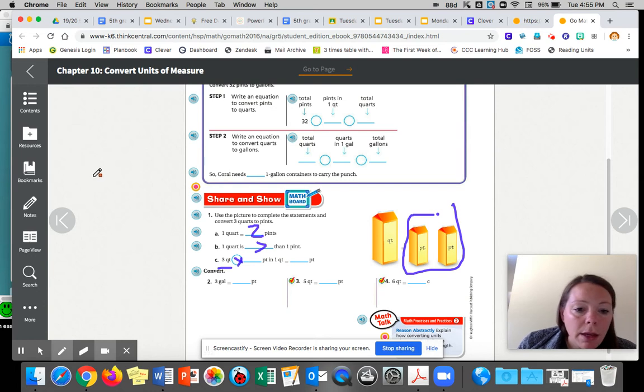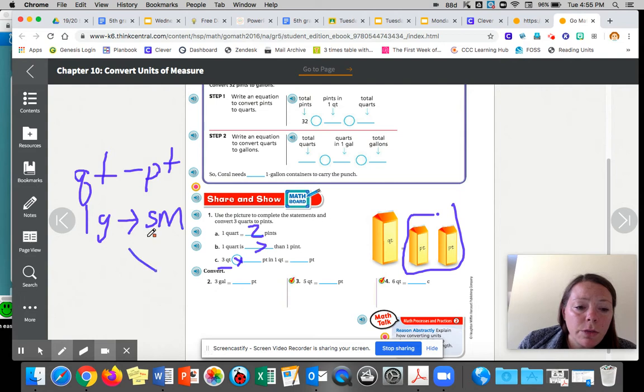Why are we multiplying? We are going from quarts to pints. So we're going from larger to smaller. So we need to multiply. 3 quarts times 2 pints tells us that 3 quarts is 6 pints. All right.